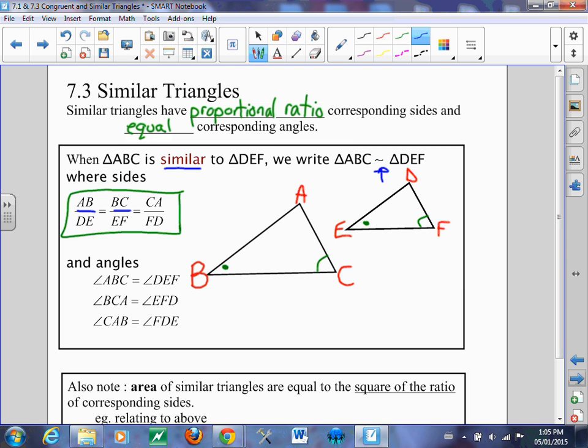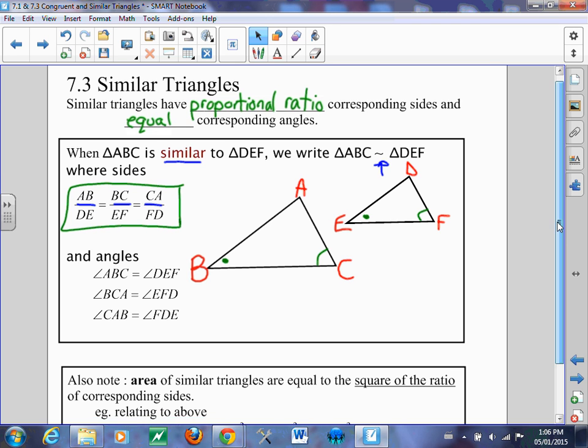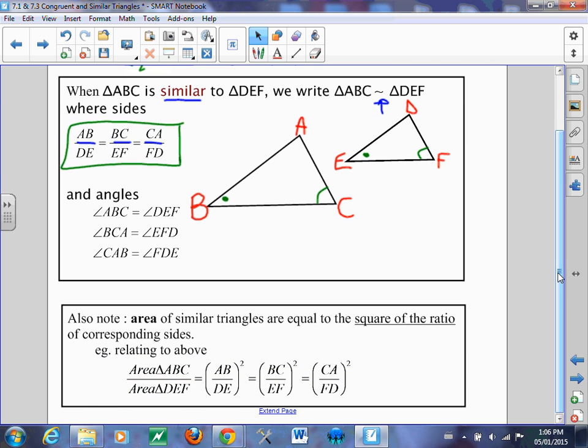Okay, so just like the warm-ups. And the angles are exactly the same in both congruent and similar triangles. They're always the same. So proportional ratio is what I want you to remember.